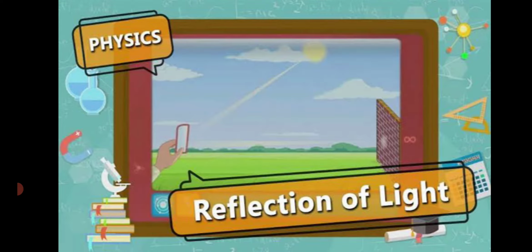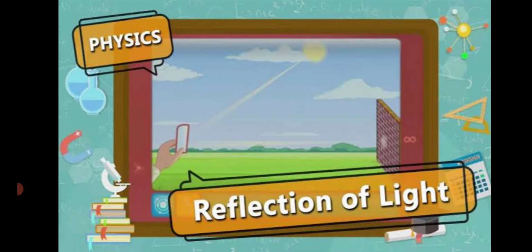This is chapter 9 of our science, reflection of light. Till now, we have done the activities. Let us relate those activities and learn our lesson in detail. Let's go with the text, page number 82, reflection of light.